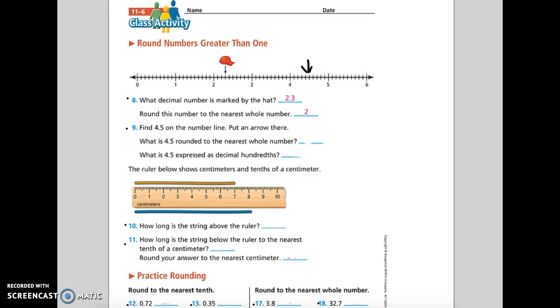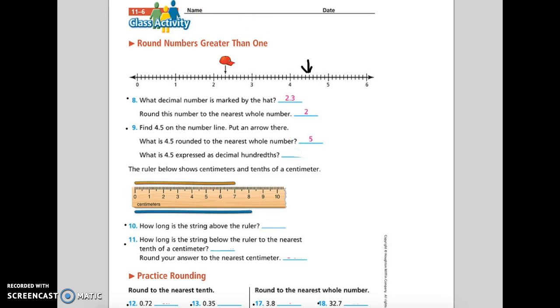All right, now, if you said 4.5 rounded to the nearest whole is 5, then you were right on. Because remember, if it's right in between, if it's 5 or above, 4.5, then you're going to round up to 5. All right, what is 4.5 or 4 5/10 expressed as a decimal in the hundredths?